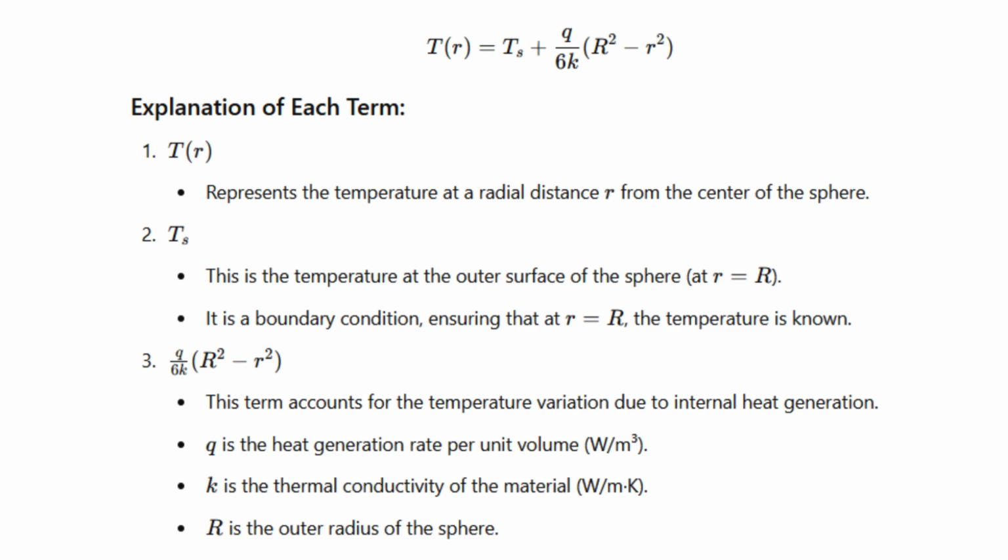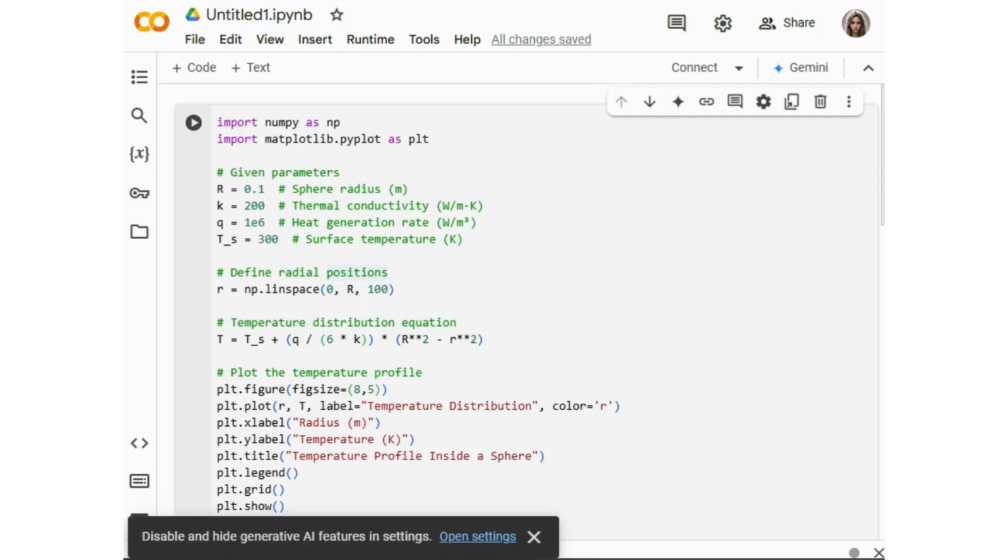Solving this equation gives us the temperature distribution inside the sphere. As you can see, this is the equation of the temperature distribution. Ts is the surface temperature and R is the sphere's radius. This equation tells us the temperature is highest at the center, r equals 0, and decreases towards the outer surface, r equals R. Let's do some coding then.